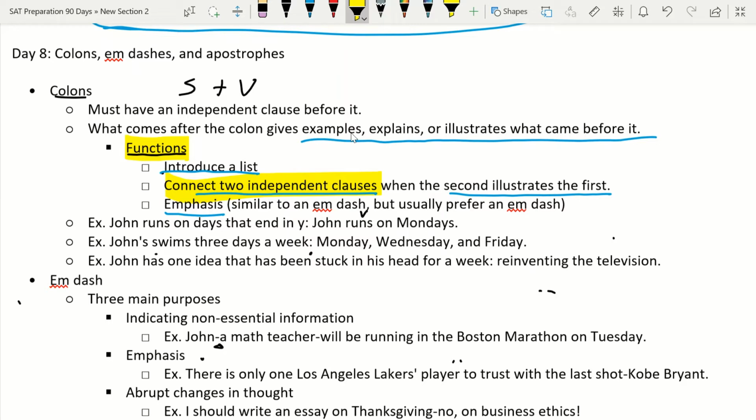"John runs on Mondays" is illustrating the statement, or the independent clause, in the first part of it, which is John runs on days that end in Y. Since Monday ends in Y, he runs on Mondays, thus it's illustrating that first independent clause. Thus it is grammatically correct to use a colon there.